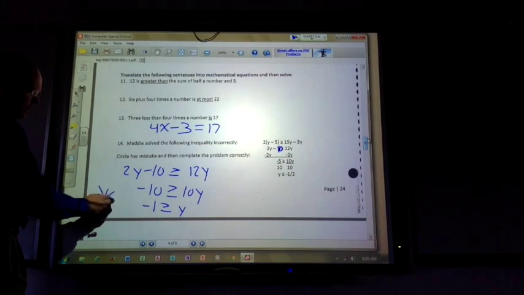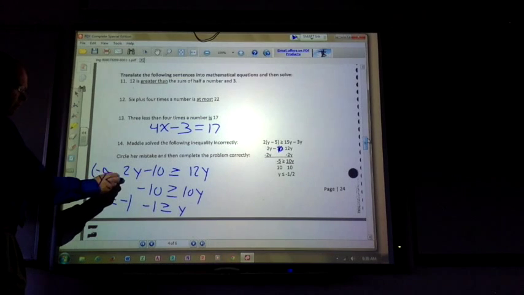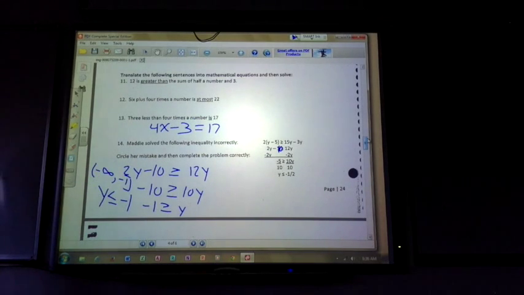Flip the whole thing over because I want to have the letter first. So I'm going to negative infinity. I'm starting at negative 1 with a square bracket because it's equal to it.